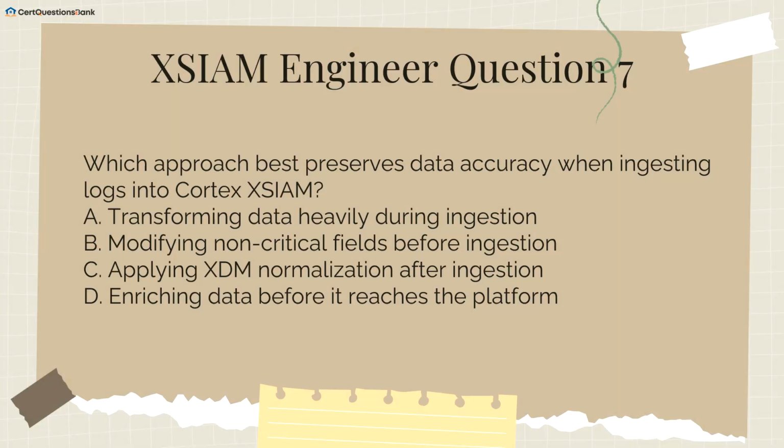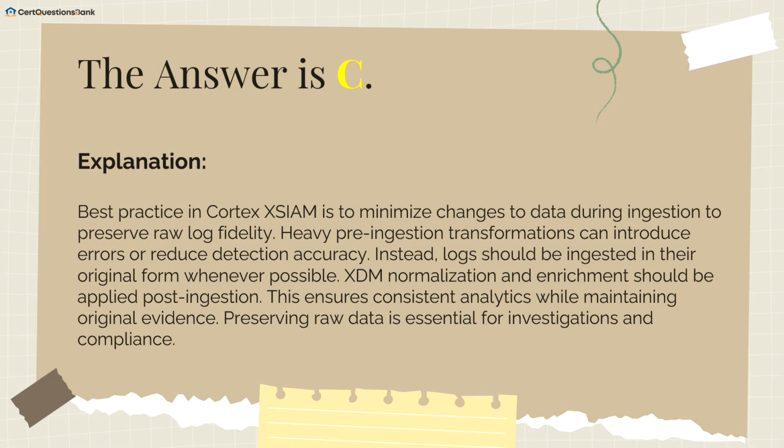Which approach best preserves data accuracy when ingesting logs into Cortex XSIAM? A. Transforming data heavily during ingestion. B. Modifying non-critical fields before ingestion. C. Applying XDM normalization after ingestion. D. Enriching data before it reaches the platform. The answer is C.